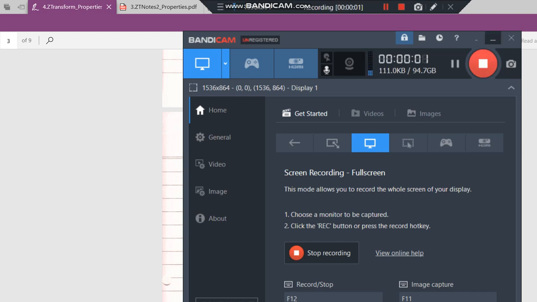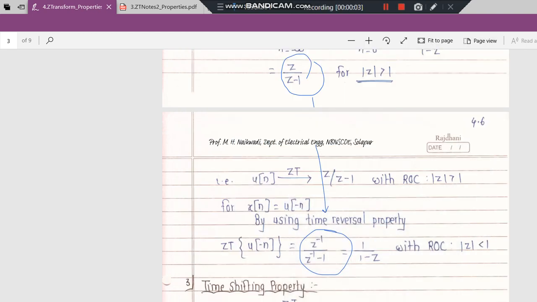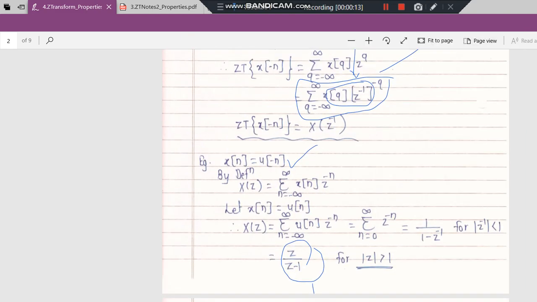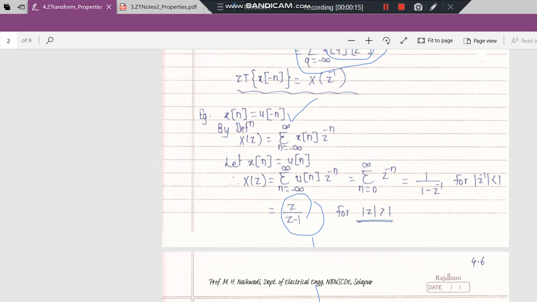In the previous lecture, we have seen the properties of the Z transform, starting with the linearity property. Then we saw the time reversal property. Now let us see how to solve a numerical for the time reversal property. Here we are asked to find the Z transform of u of minus n. So first, if we find the Z transform of u of n, which is a very simple transform.